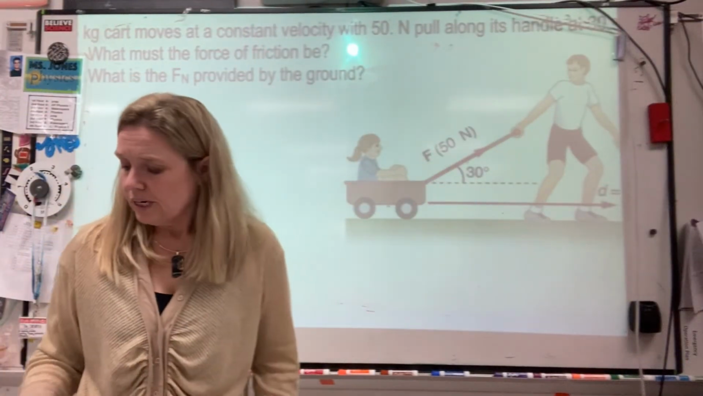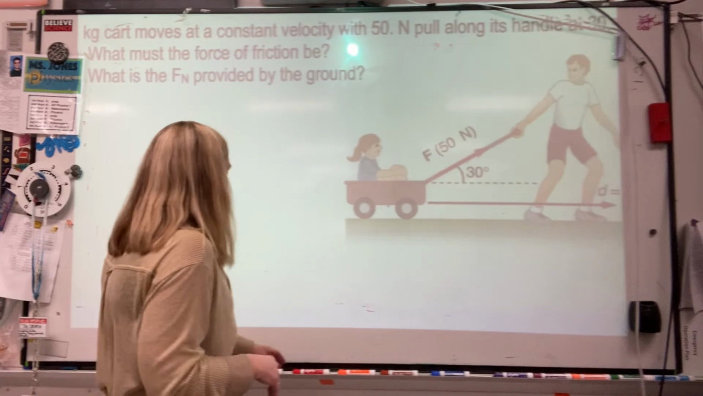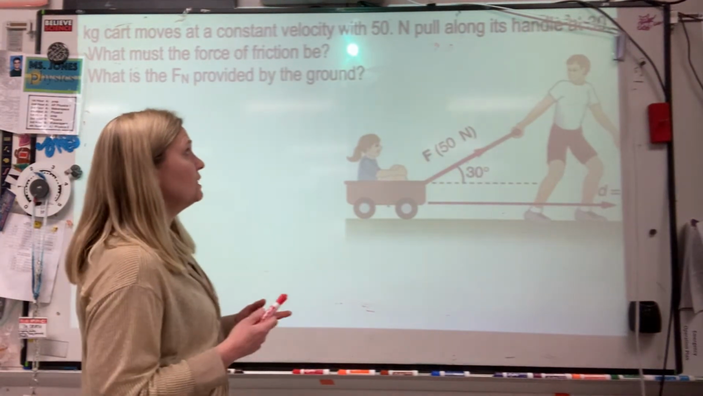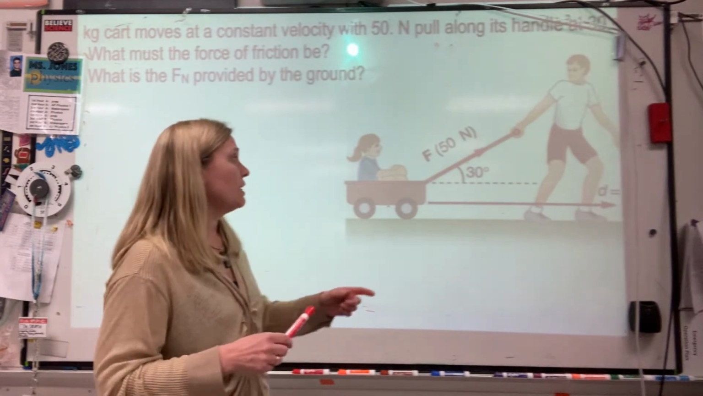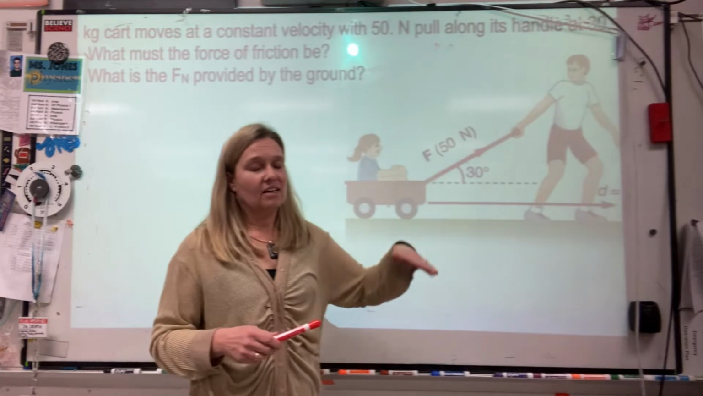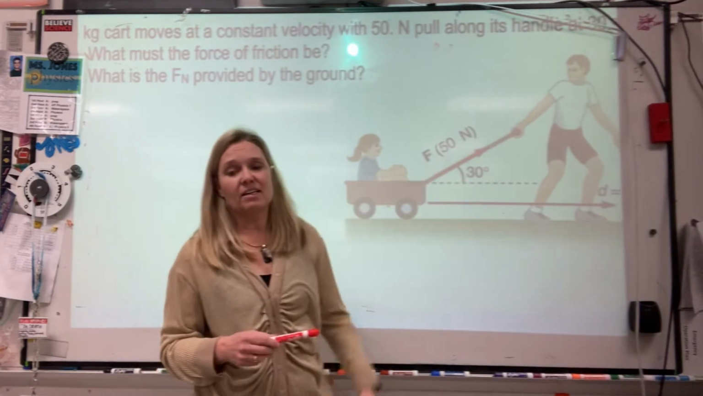All right, so now we have another example, and of course, we make things a little more complicated, because as we see in this example, we have a pull at not just an x or a y, but at an angle.